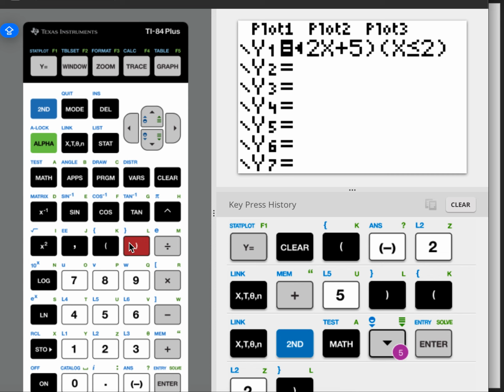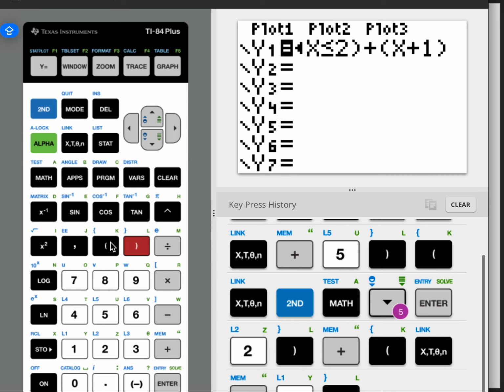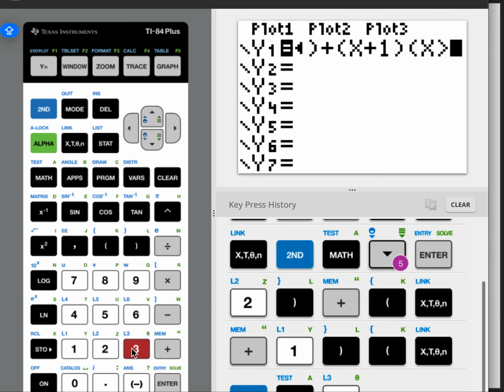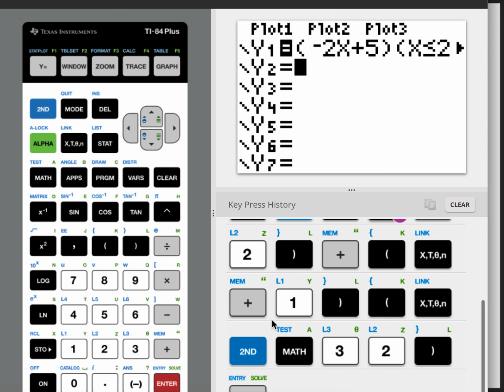I close my parentheses. I put the plus to say I'm still continuing with the piecewise defined function. I open another parenthesis for the second function, x plus 1, close the parentheses, and then open another parenthesis for the interval. X is greater than 2. Again, for the inequalities, I press second math. It would be 3. Once you're done, you press enter. I hope you're seeing the buttons. Once you're done, you press enter, and you go to graph.